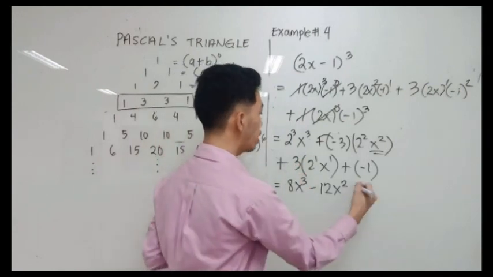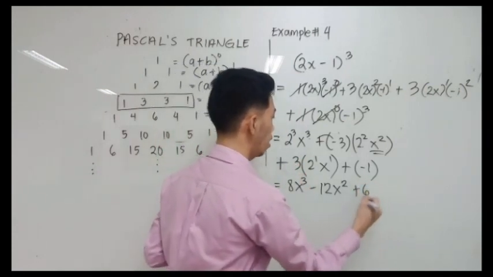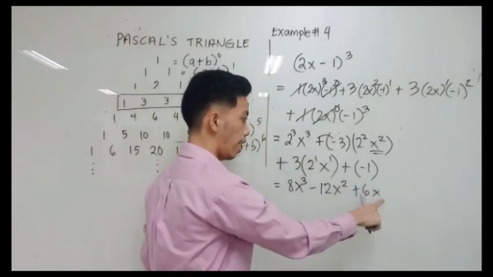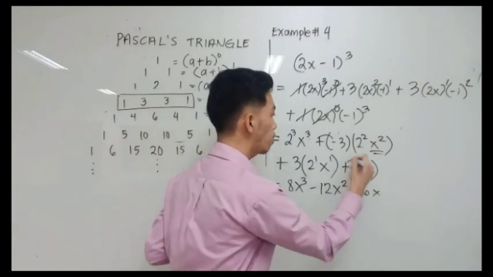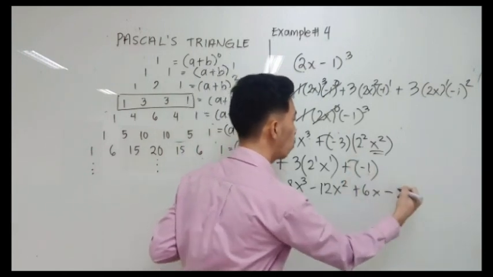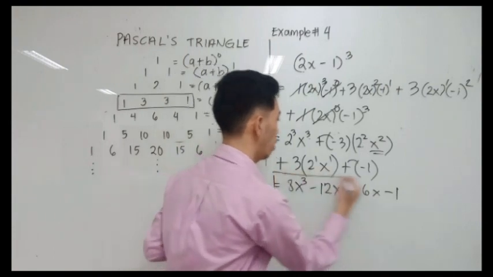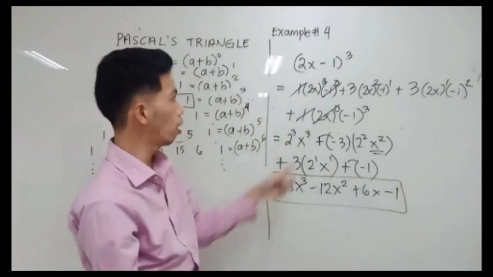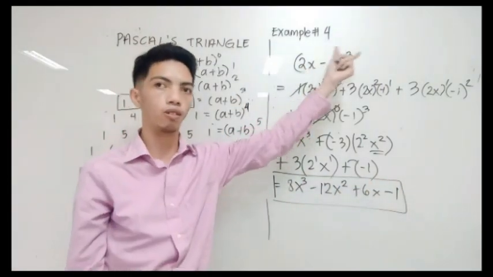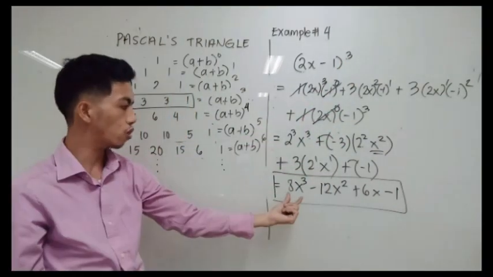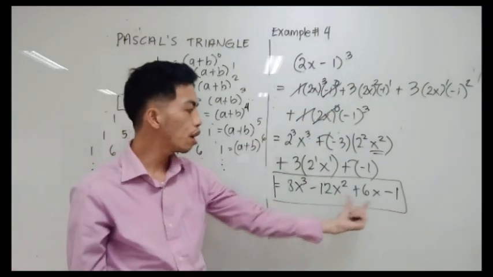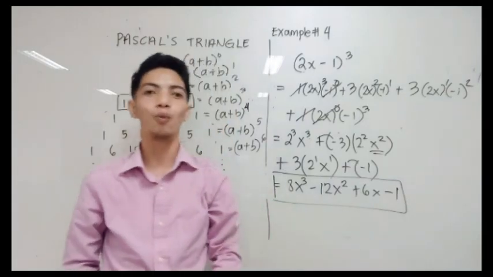Times 3 will give us positive 6. X raised to 1 is x. And then positive times negative is negative 1. Okay, so the expansion of 2x minus 1 raised to 3 is equal to 8x cubed minus 12x squared plus 6x minus 1. Alright, so that's all in this video lesson.